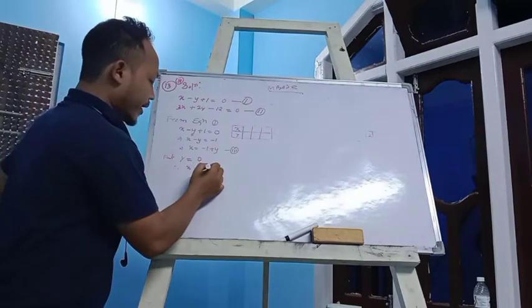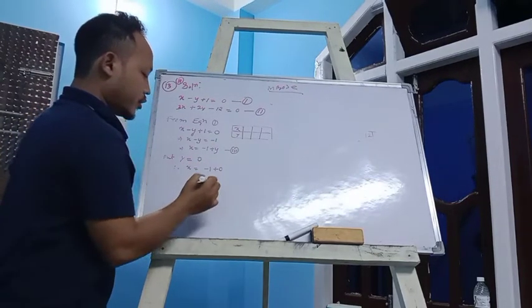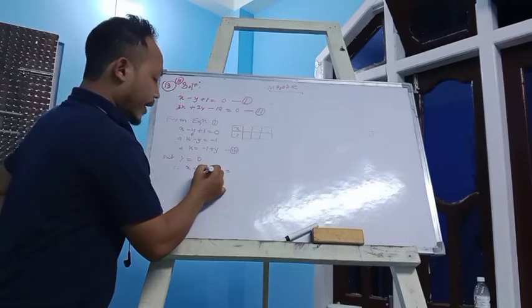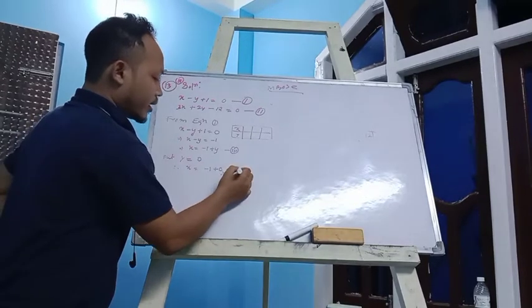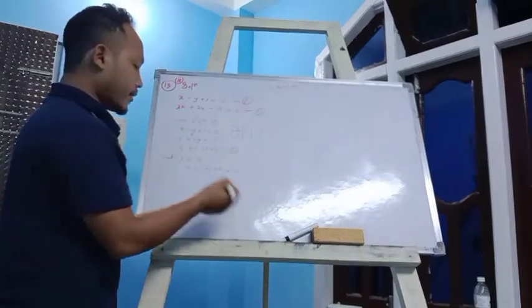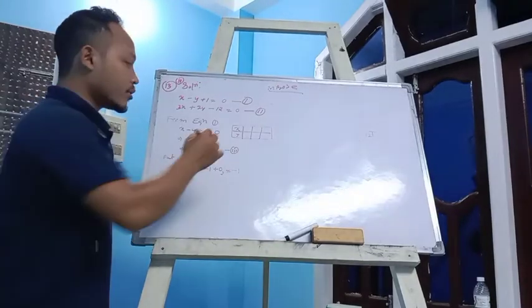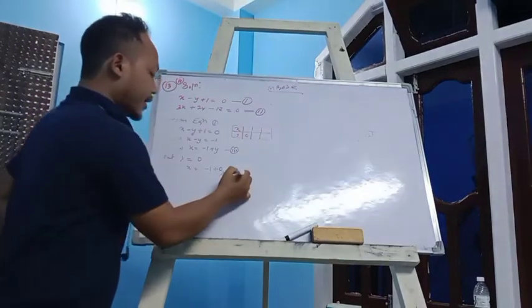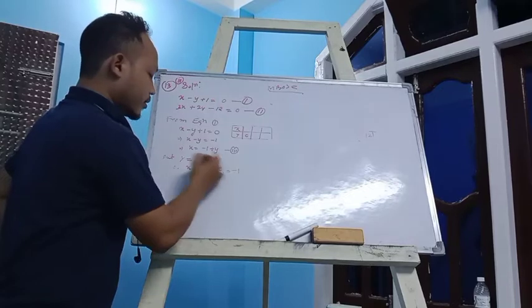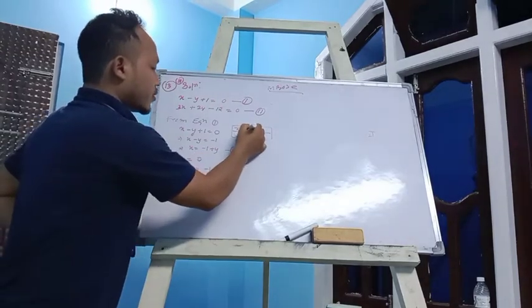Therefore, x is equal to minus 1 plus 0. So it will be equal to minus 1 because 0 is nothing there. So now, when I put y is equal to 0, I get x is equal to minus 1.